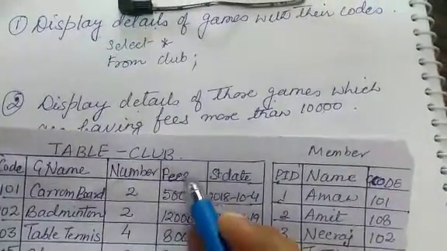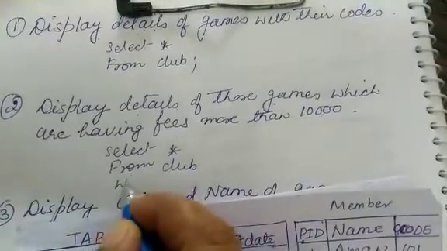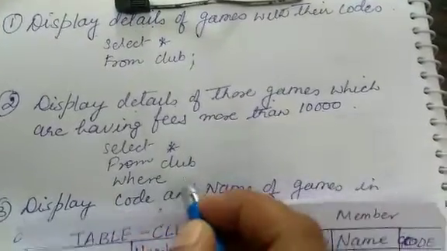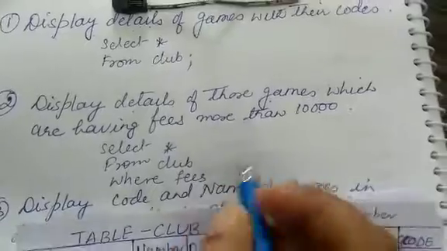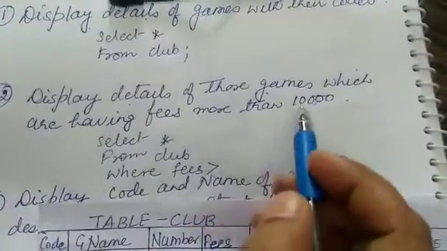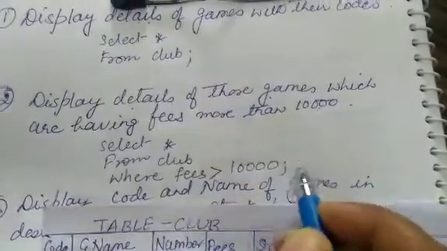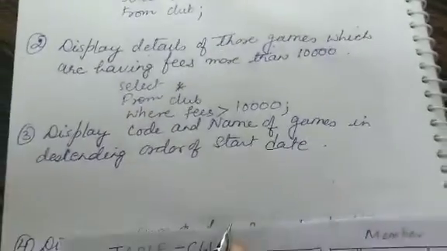So you have to select only those records where fees is more than 10,000. The condition is based on the column fees. So how to write the condition? It is written with the where part. So where fees more than, means greater than. Greater than how much? 10,000. So 10,000 semicolon. Now next question.